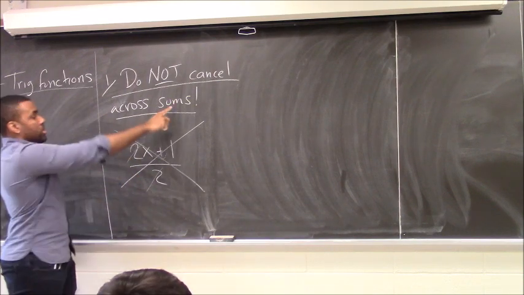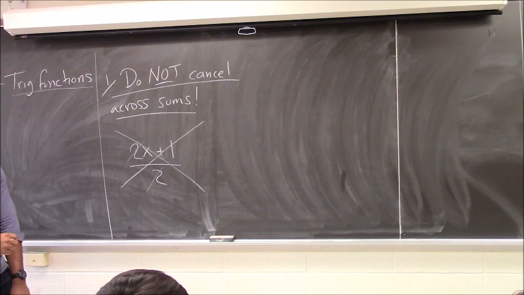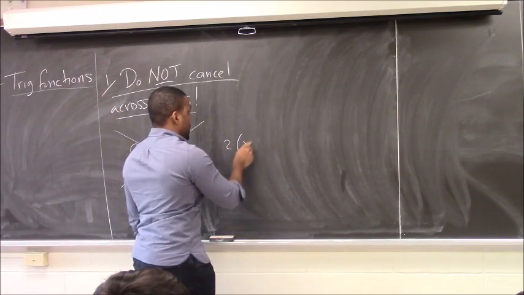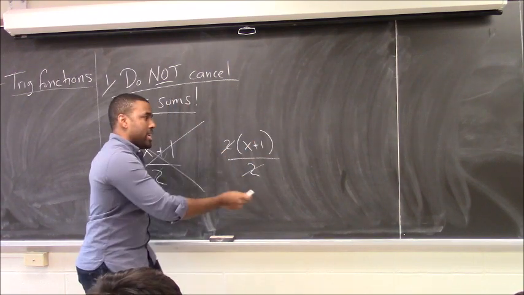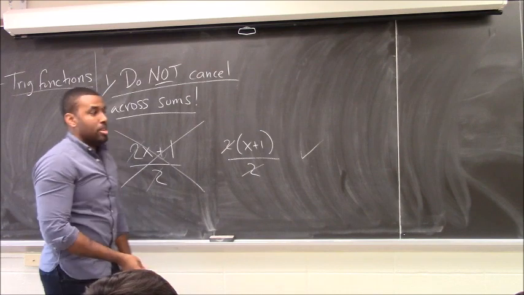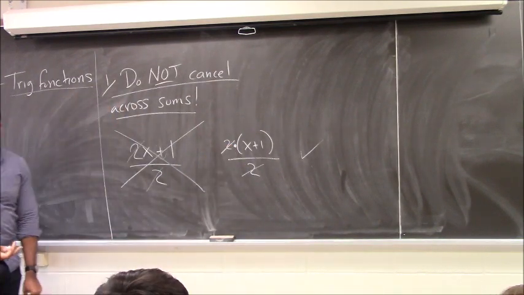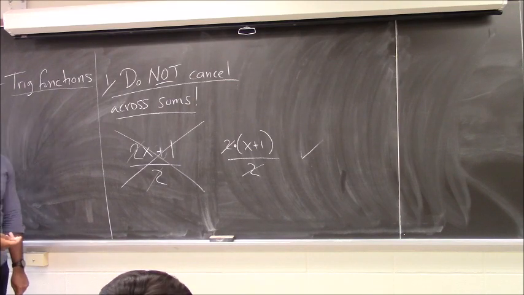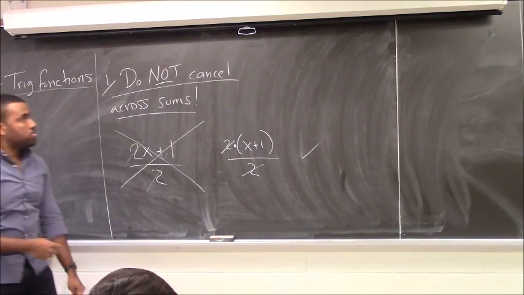This is called a sum. When you have things separated by pluses or minuses, you cannot cancel across them. You can only cancel across multiplication and division. So if you had 2x times 1 over 2, bing, you're allowed to cancel that because there's a multiplication here. The terms are not separated by pluses or minus signs. So you do not cancel across sums.